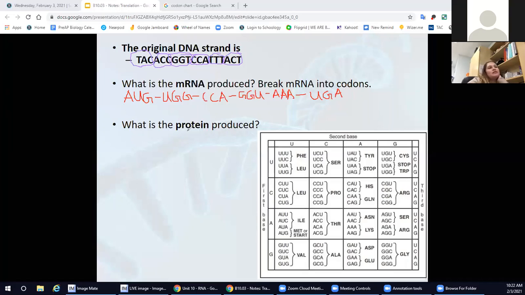And now I'm gonna find the proteins being produced. So first letter's A. I'm in this row. Second letter's U. I'm in this box right here. And my third letter's G. So I'm either met or start. But since we always start with the first codon, this is gonna be our start. UGG is next. So U, I'm in this row. My second letter is G, so I'm in this box. And my last letter is G, so I'm TRP.